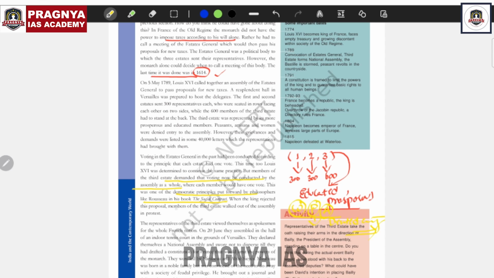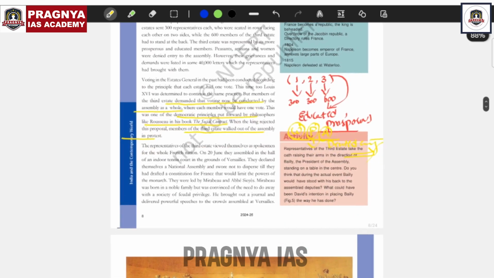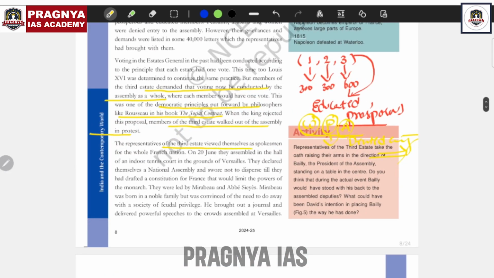While the king rejected the proposal, members of the third estate walked out of the assembly in protest. After this event, these representatives of the third estate viewed themselves as the spokesperson for the whole French nation. On 20 June, they assembled in the hall of an indoor tennis court in the grounds of Versailles. They declared themselves a National Assembly and swore not to disperse till they had drafted a constitution for France that would limit the powers of the monarch.